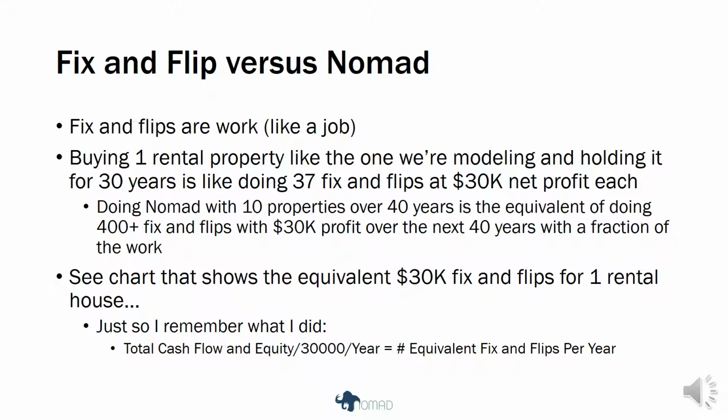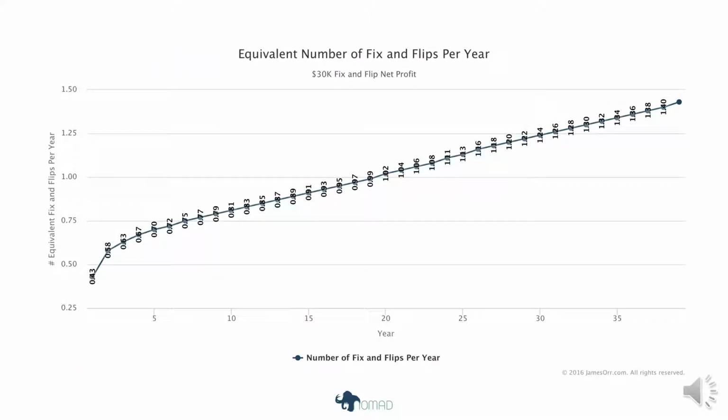Okay? So I want to show you a chart that I did, and some people are confused by this chart. Don't worry about it if you don't understand it, but I'm going to show you what it is. This chart shows you how many fix and flips you would need to do in that year in order to make the same amount of money as doing one rental property. So for example, if you look at year 10, you need to do 0.81 fix and flips per year in order to make the same money as doing one rental property and holding it for 10 years.